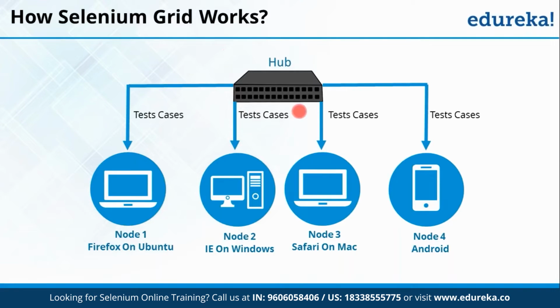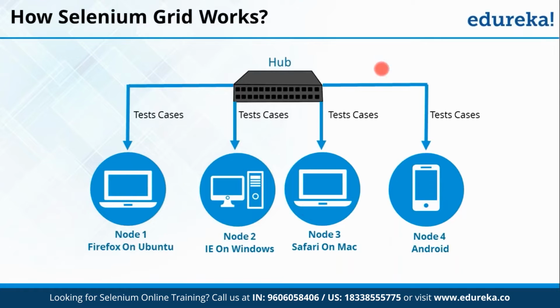Now you can see that this line shows that test cases are written here. That means the entire scripting will be done at this end, and the execution will happen on these nodes. That's the reason we've specified browsers here, because execution happens on the browser, right?